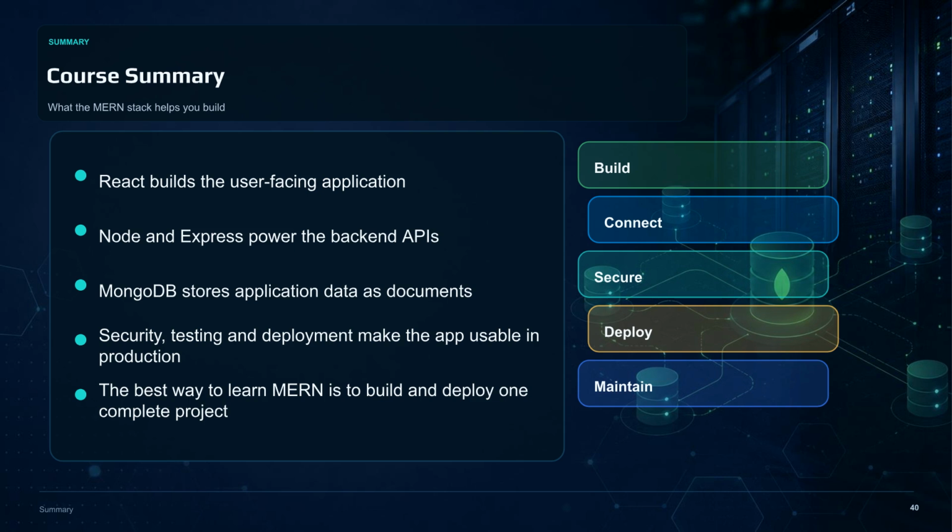To summarize, React builds the interface, Node and Express handle your APIs, and MongoDB stores your data. Security, testing, and deployment bridge the gap to production. Building a full project is the best way to master these skills.